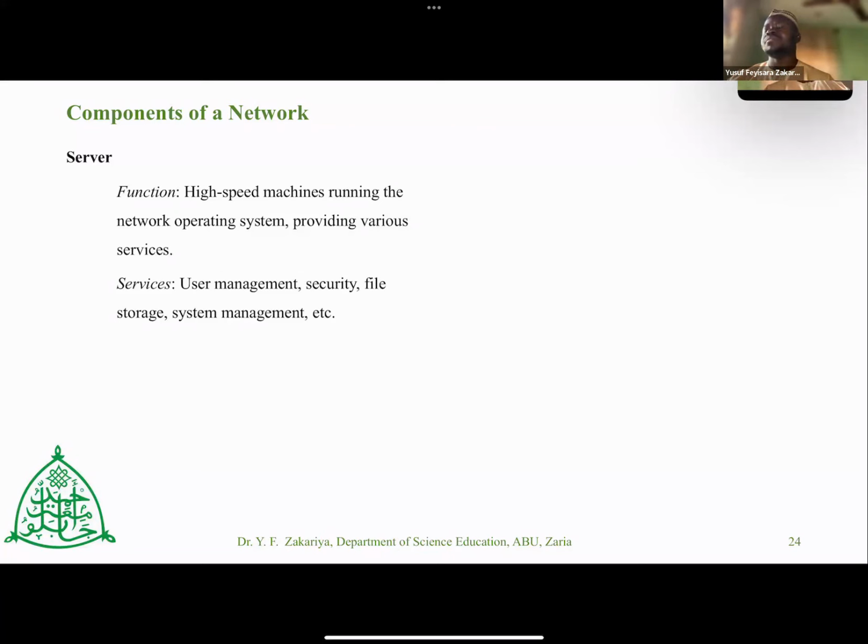So some of the subcomponents of a network, we have the server. There must be a server. And as I told you, before the end of this semester, we are going to visit the university server room, where we see the almighty ABU server and what is there. And maybe we get some people there that will guide us through the identification of the items in the server.